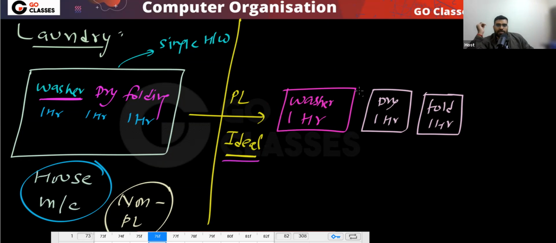Okay, and in the ideal world, you can also assume that these inter-stage registers, these inter-stage buffers, also have zero delay. They have no delay. So this is the ideal situation.